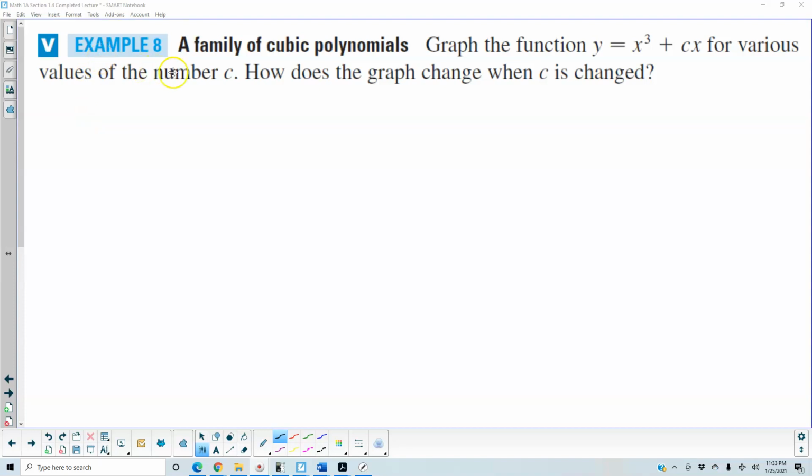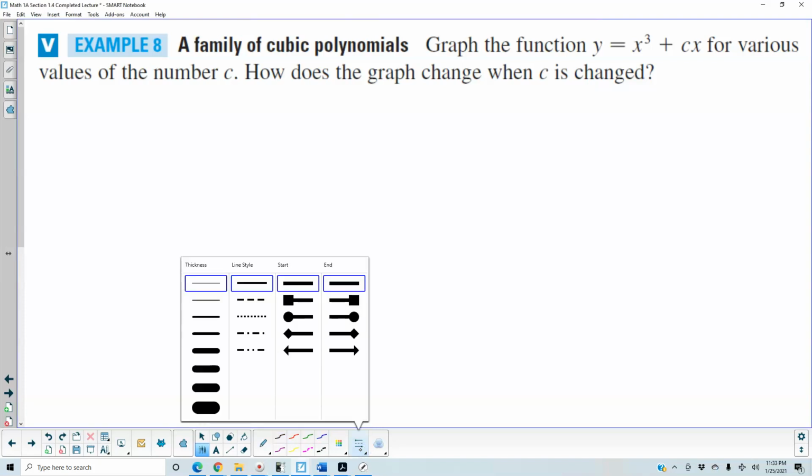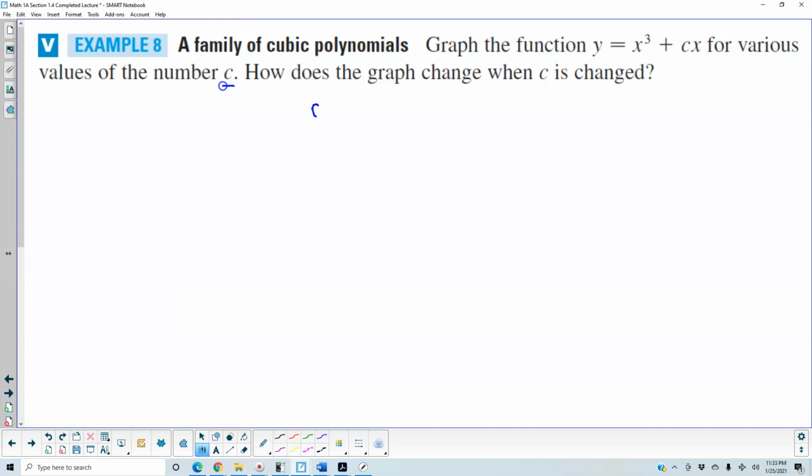In example 8, we have a family of cubic polynomials. We're going to graph the function y equals x cubed plus c times x for various values of the number c. How does the graph change when c is changed? So, for the value of c, let's try the values when it's -2, -1, when it's 0, and it's 1, and then it's 2. Let's try 2 first.